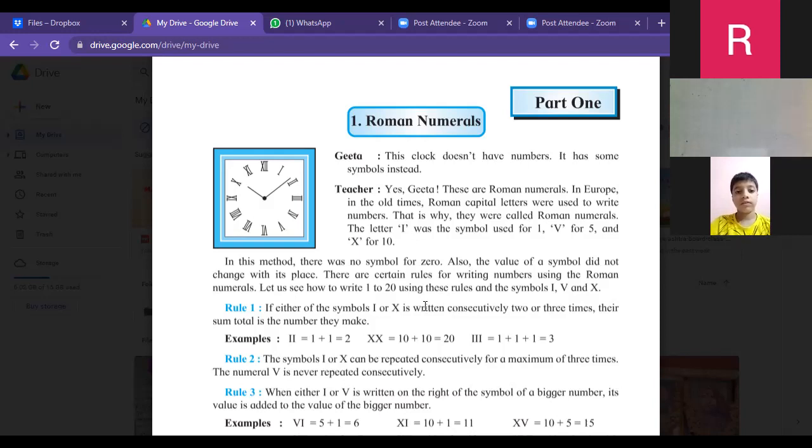Now if you want to write 6, how will you write 6? 5 and 1 line. Okay. So this way you will write 6 here.